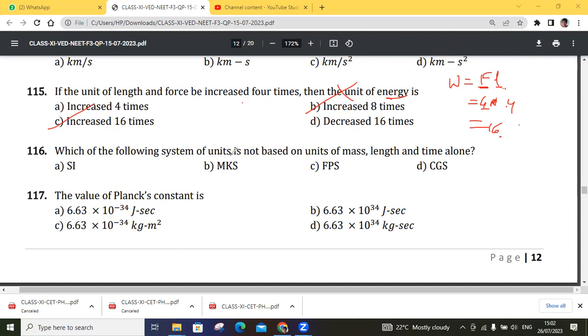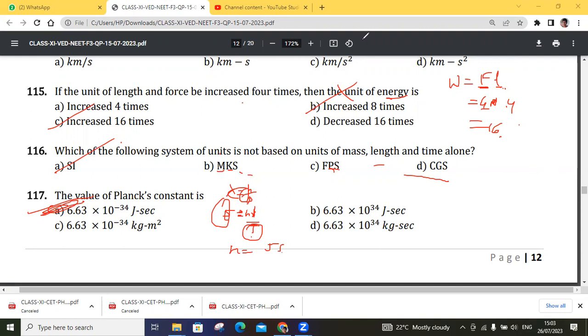Then, which of the following units is not based on mass, length, and time alone? This is mass, length, and time, and the SI unit. We have 7 fundamental units, right? So then, value of Planck's constant, okay, this you should know. Lambda is equal to h by p, or E is equal to h nu. Planck's constant. Nu is frequency, 1 by t, joule second. So h is joule second, but this value you should know, 10 power minus.